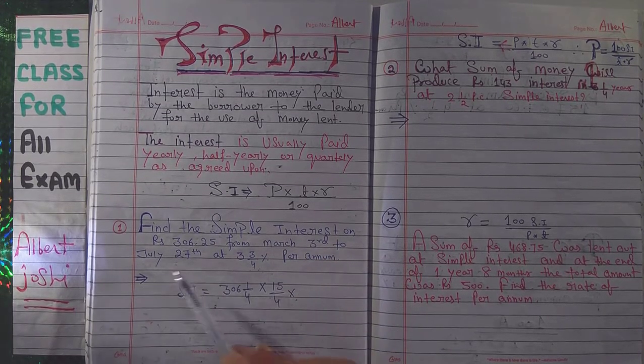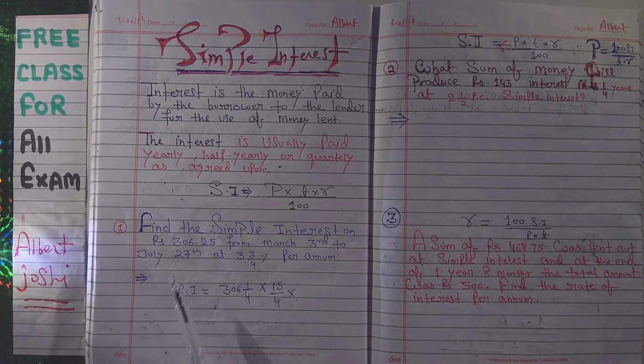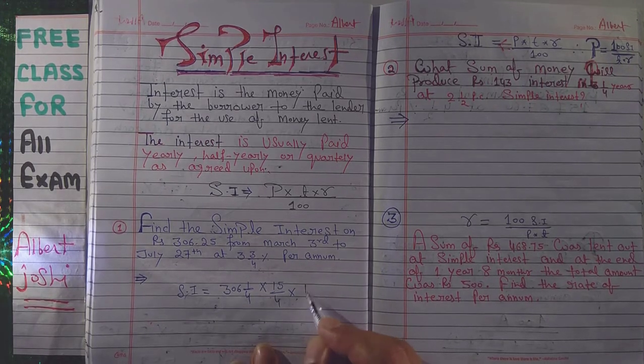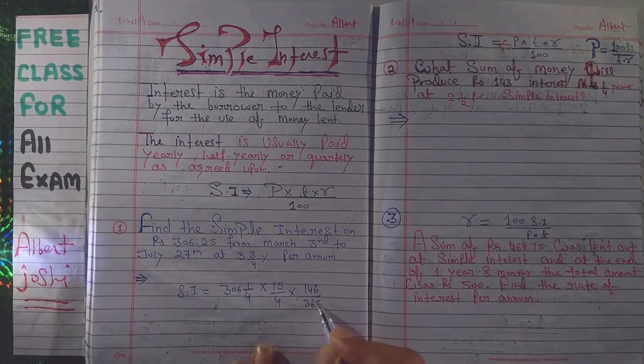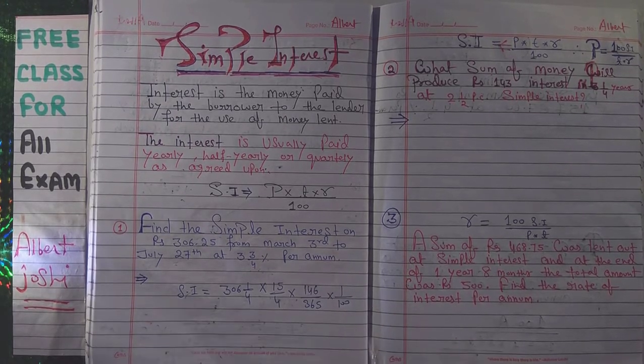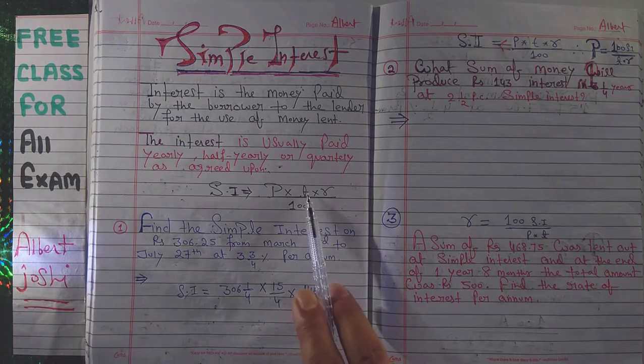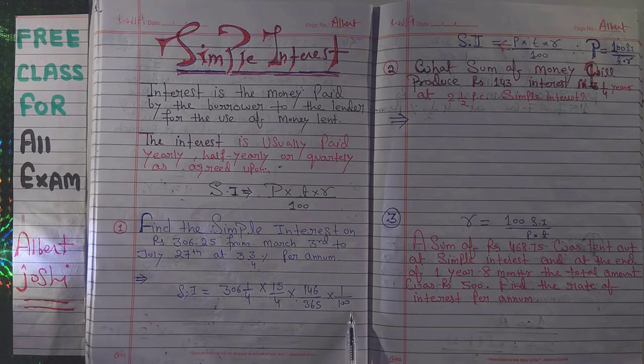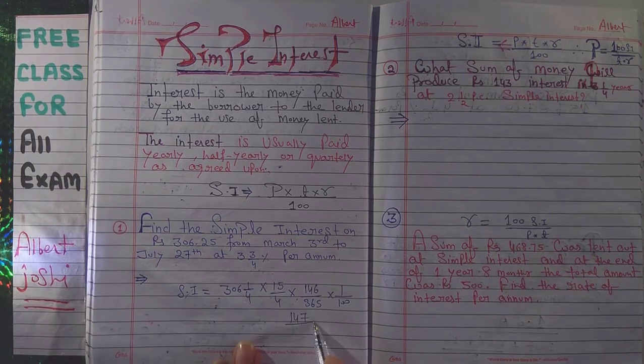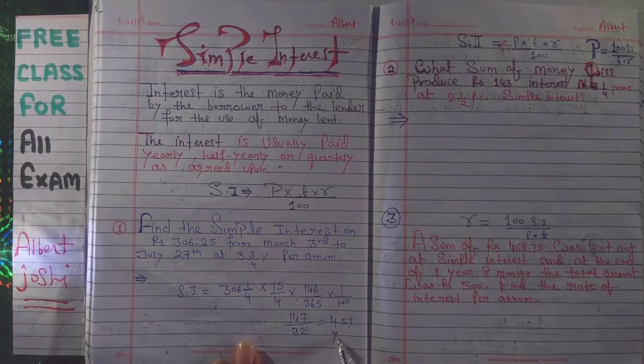Time is from 3rd March to 27th July. If you count from 3rd March to July 27th, the total number of days is 146 out of 365, into 1 upon 100. That is P into T into R upon 100. If you calculate, then your answer will be approximately 147 upon 32, that is 4.59 yearly.